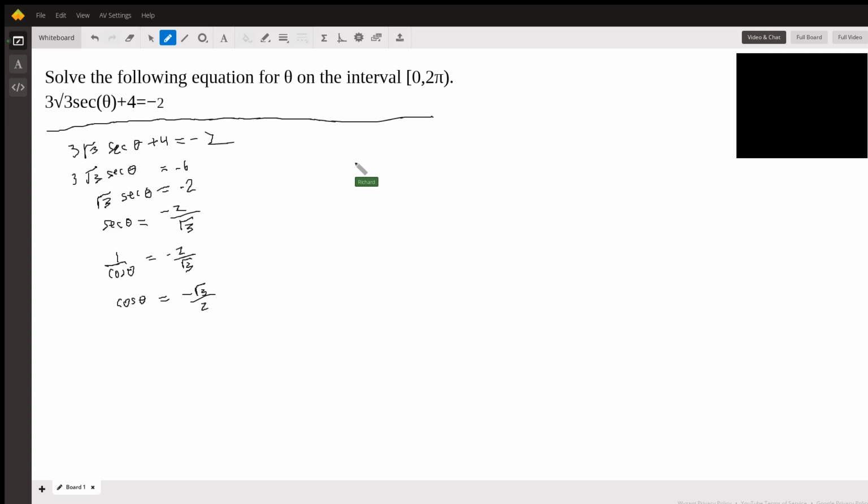And now let's just take a look. So the cosine is negative in the second quadrant and the third quadrant. I'm just going to put a triangle in the second quadrant here. And it's adjacent, that's where you get the -√3 over the hypotenuse 2 here. So we just have to figure out what angle this is.